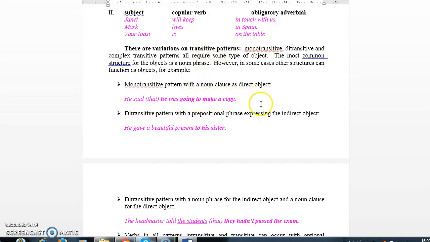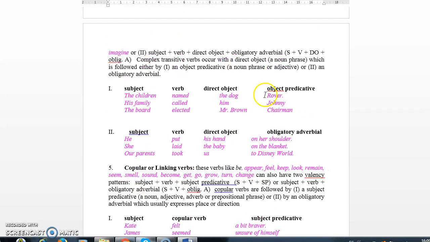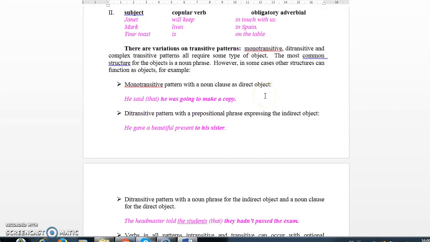If you have a monotransitive pattern with a noun clause as a direct object, you have the example: he said, what did he say? He said he was going to make a copy. He was going to make a copy would be the clause, your noun clause functioning here as a direct object.